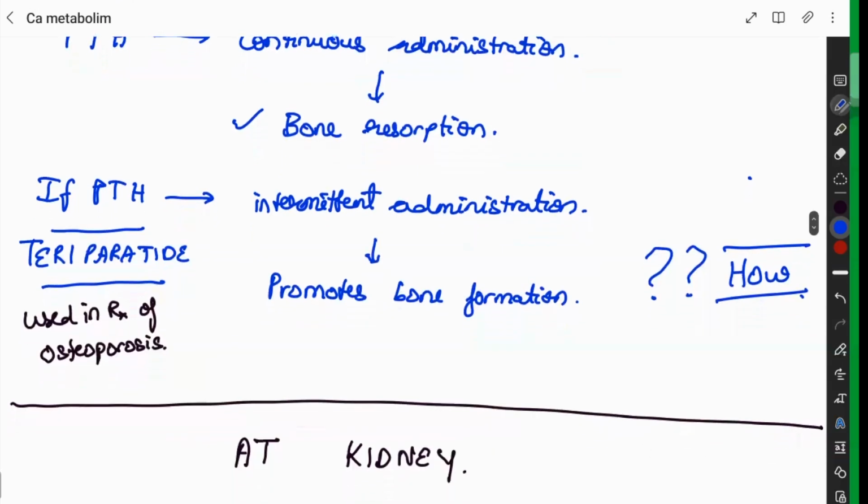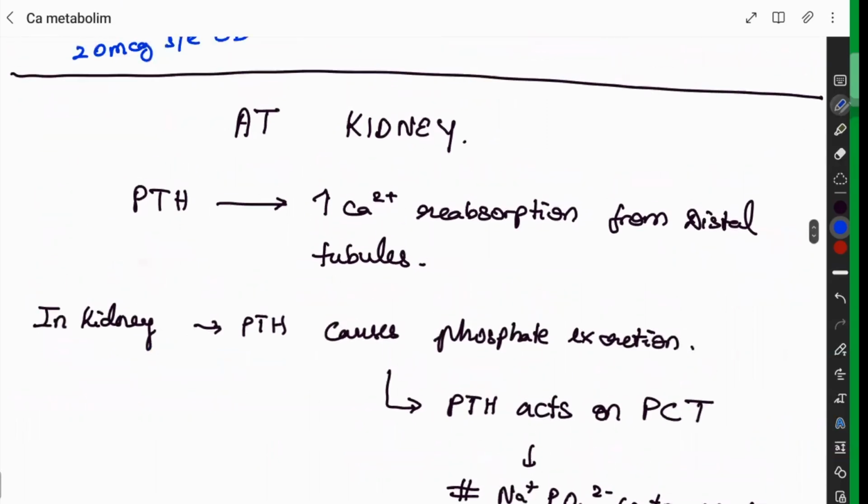and that is the concept which we use in osteoporosis treatment, where we give teriparatide. It is a recombinant form of parathyroid hormone. When you give 20 mcg subcutaneously once a day, it is helpful in the treatment of osteoporosis. Clear? Now what happens in your kidney?